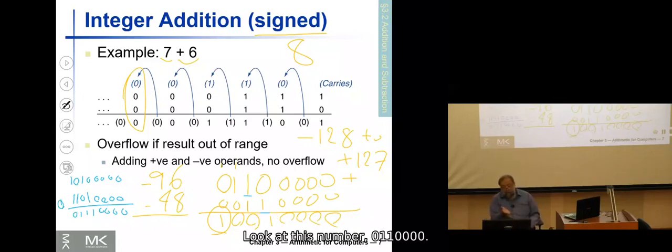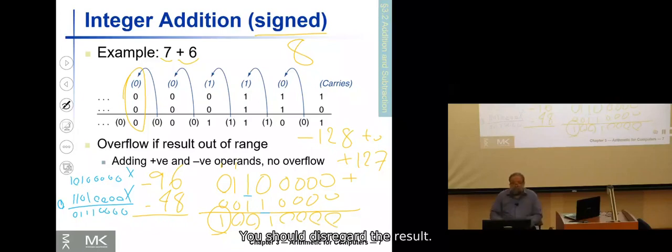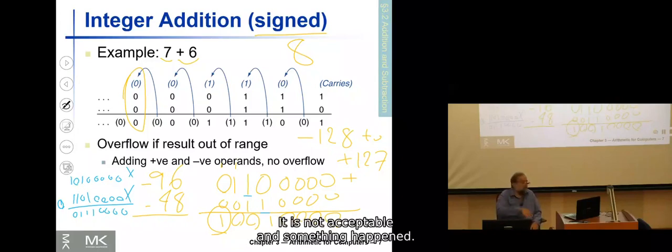Look at this number, 0, 1, 1, 0, 0, 0, 0. Is it a positive number or negative number? Sign bit. Sign bit is 0, so it's a positive number. Again, you see, we have added 2 negative numbers and the result became positive. So it means that we had overflow and the result is not correct. You should disregard the result. It is not acceptable and something happened.